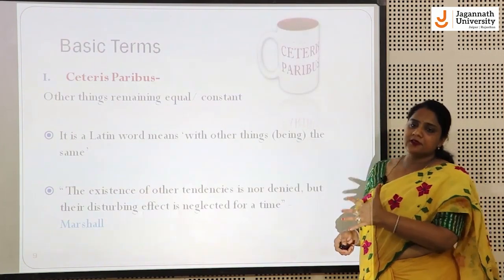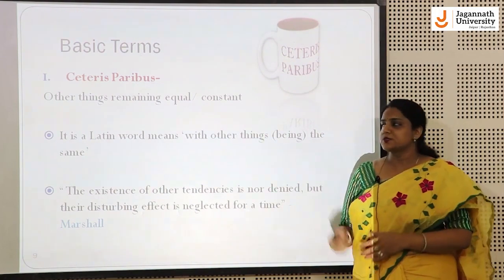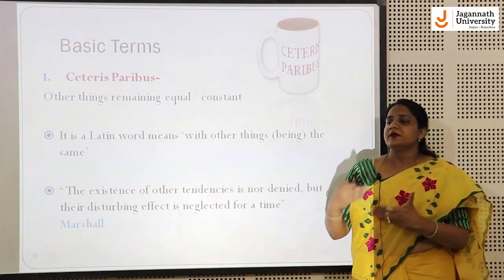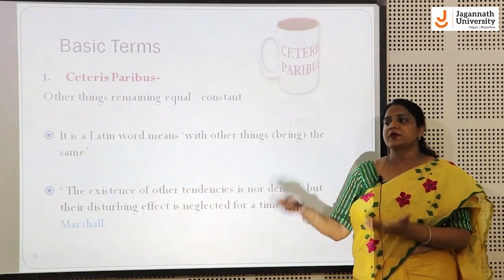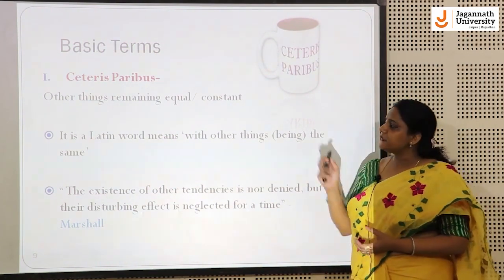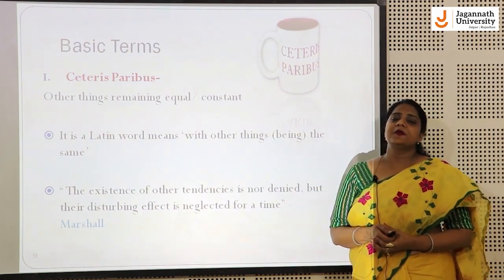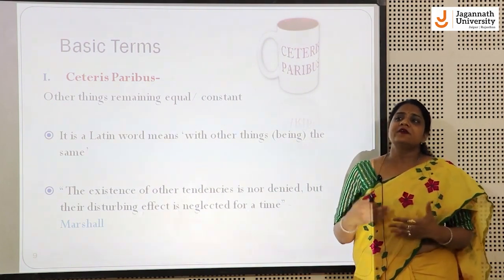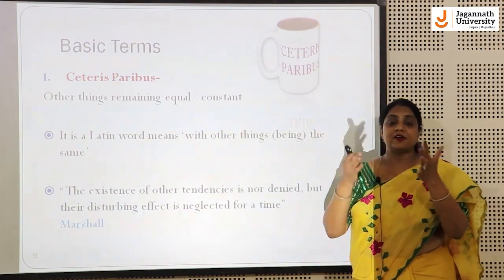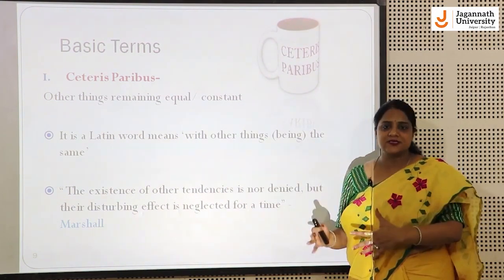Before going further, we will try to understand the basic terms of economics. The first term which comes under economics is ceteris paribus, which you may often come across while you are studying the concepts of economics. It is a Latin phrase which means keeping all other things constant, same, or equal. Whenever we are studying the cause and effect relationship between two variables, the other variables which are affecting the dependent variable are assumed to be constant at that time.